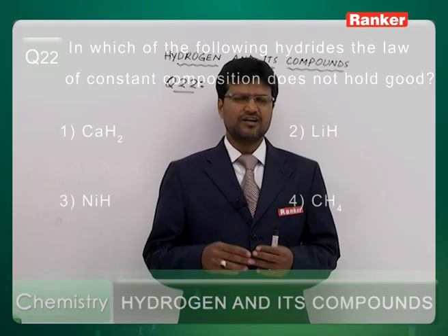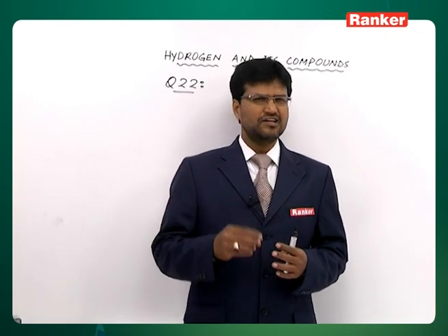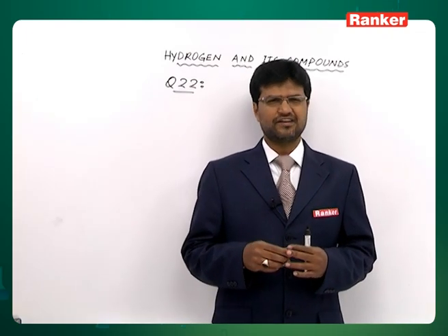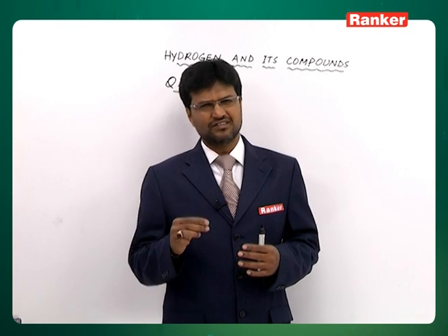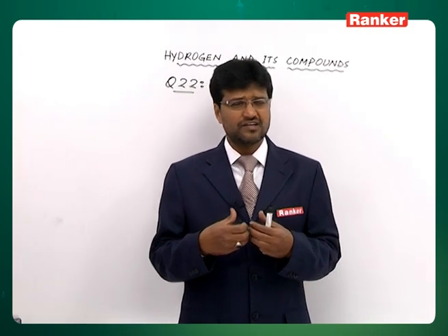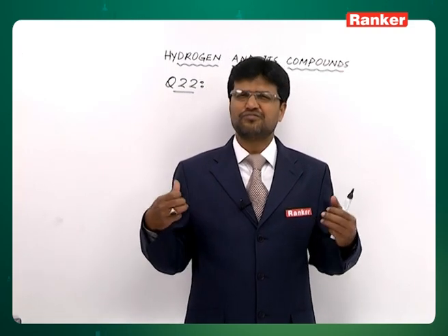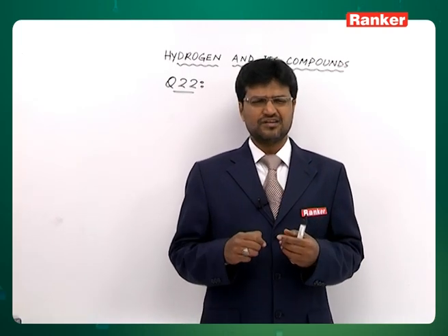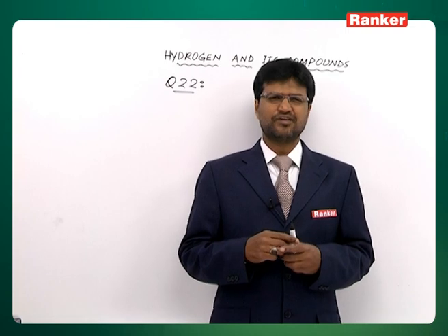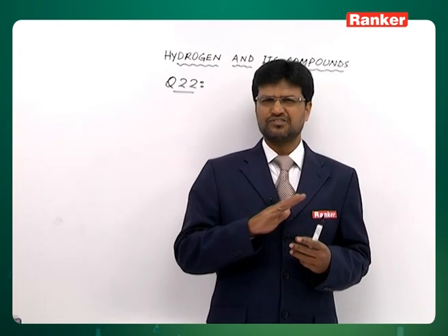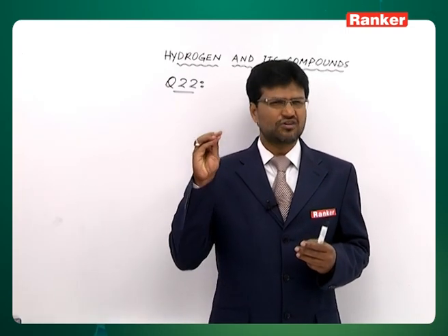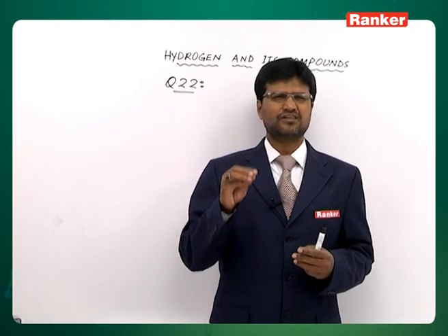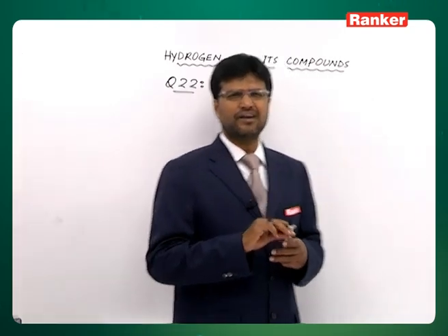option is methane. You know, among these hydrides, the only interstitial hydride is nickel hydride. So nickel hydride, because it is interstitial hydride, there is no bond between nickel and hydrogen, so there is no fixed composition of substance nickel and hydrogen. So the answer is third option. For NiH, the composition is not constant. Law of constant composition is not applicable because it is an interstitial hydride.